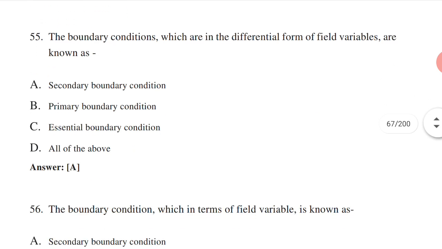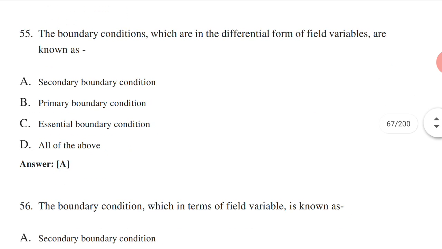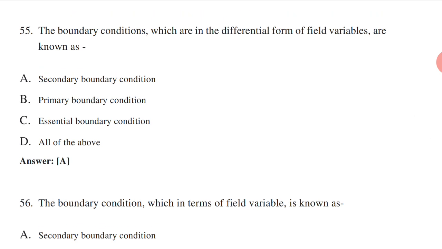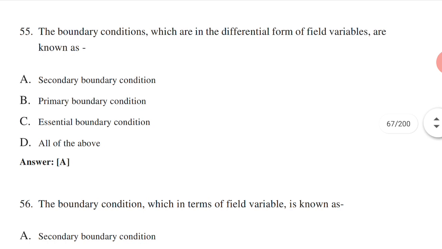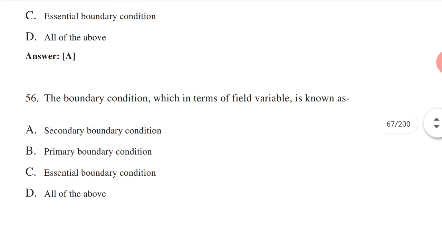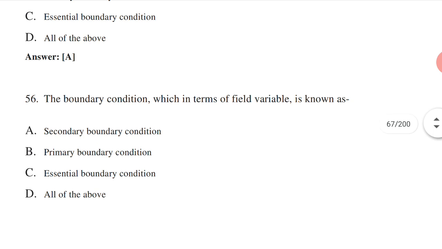The next question is, the boundary conditions which are in the differential form of field variables are known as. These are secondary boundary conditions or natural boundary conditions, because we know that there are two types of boundary conditions, primary or essential boundary conditions, and then secondary boundary conditions. We have already seen this primary and secondary boundary conditions.